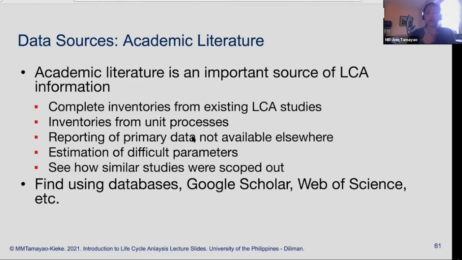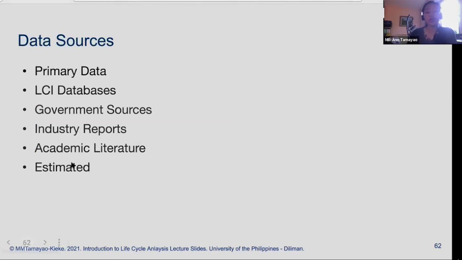Estimation of difficult parameters, and then you can also see how similar studies were scoped out, which can then help you in deciding how you will scope out your study as well. And you can of course find this using databases. If you look at the metadata, you can probably find the sources there. Some of the sources could be from literature, or you can just directly search through Google Scholar or Web of Science, etc. And then of course you can come up with your estimation techniques.